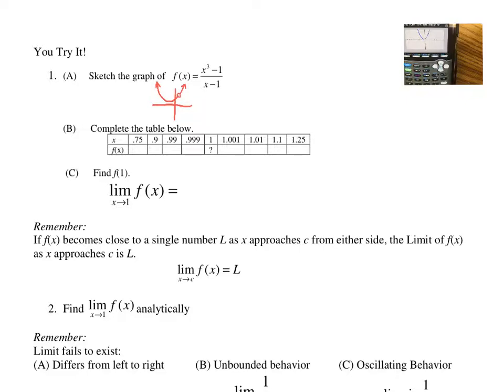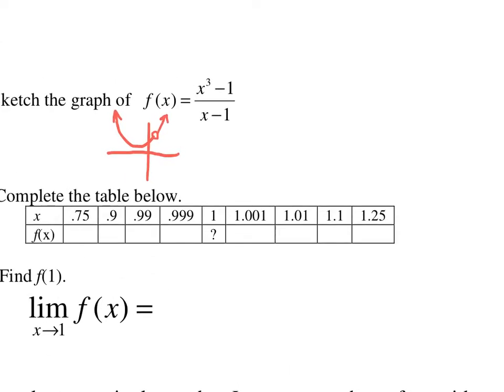What method would we use to factor the numerator? The difference of cubes. So take a wild guess. What do you think is going to be in one of those parentheses? X minus 1. We hope so, or else it's not going to really help us. And that actually is the case.